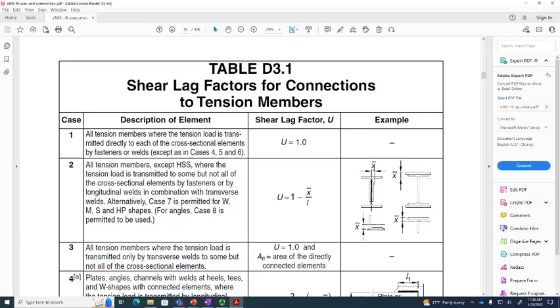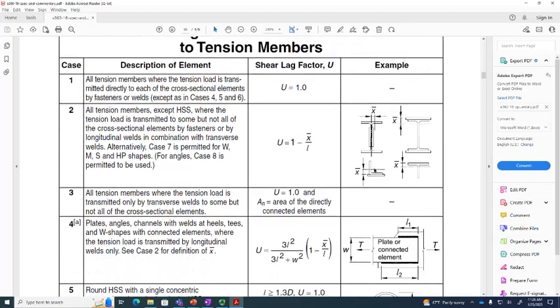Okay? What about case 3? Do we have to consider case 3? All the tension members where the tension load is transmitted only by transverse welds to some. Nope, not going to have to worry about that. No welds on this problem. What about case 4? Plates, angles, channels with welds. No, don't have to worry about that.